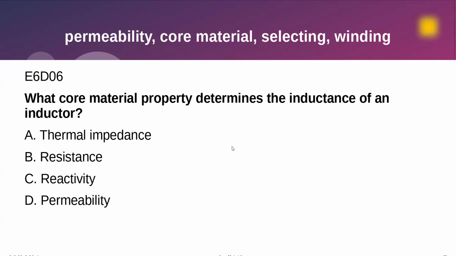What material properties determine the inductance of an inductor? The constant is permeability, which is how well it concentrates the magnetic lines of force. And all of those materials tend to be some version of iron. It's one of the few ferromagnetic materials.